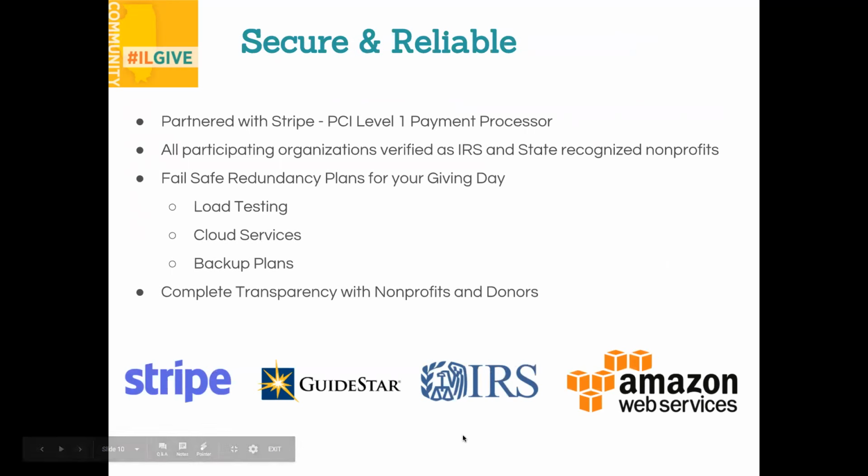So we do partner with Stripe, which is a PCI Level 1 payment processor. And that's really the highest level of security standards available out there. We really pride ourselves in being secure and reliable and safe for our donors. So we want to make sure that all of our organizations participating are also safe and secure. So each nonprofit will be verified by the IRS and recognized, must be recognized by the state of Illinois. So this is really to help protect your donors so that only legitimate nonprofits are able to fundraise on our platform.